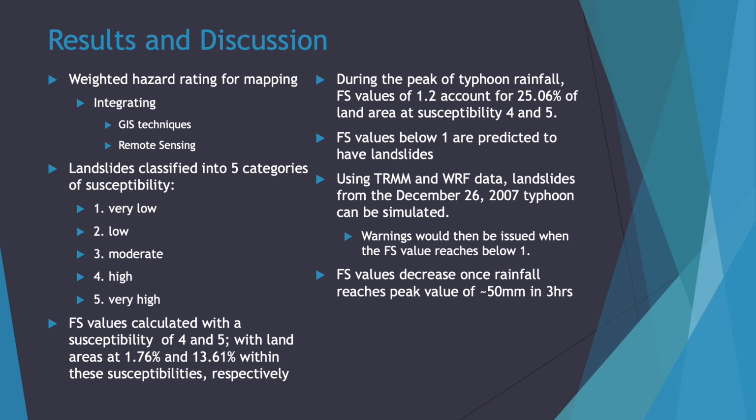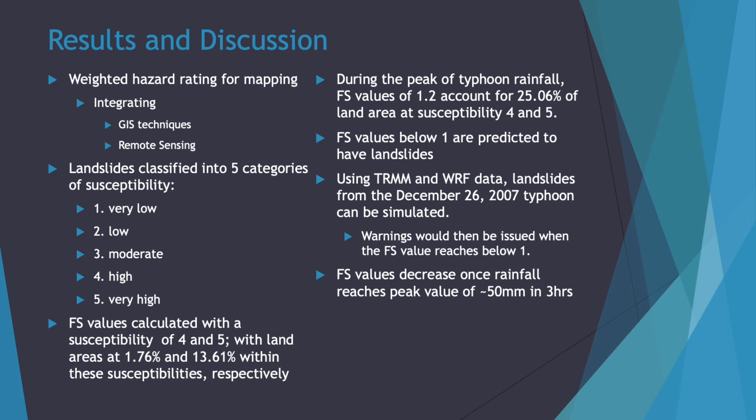From this paper, we learned that the SLIDE model provides a weighted hazard rating for mapping landslides. This integrates both GIS and remote sensing techniques. From this model, the researchers were able to classify landslide susceptibility into 5 different categories, as was seen in the last slide, with 1 being very low, or green, and 5 being very high, or red.